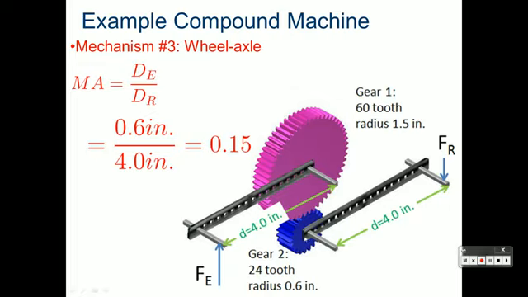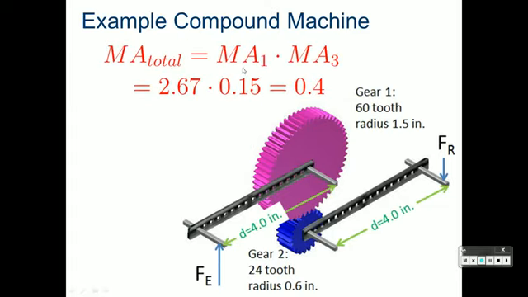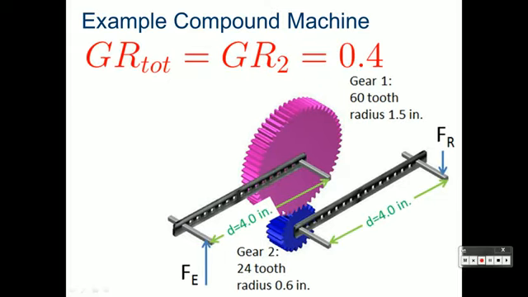To look at my final machine, which is another wheel and axle, we have our distance of effort, which is 0.6. That's where the effort's coming into this last machine. It's coming from the purple wheel to the blue wheel. The blue wheel has a diameter, or a radius, of 0.6. 0.6 over 4 gives me 0.15. So if I look up my total mechanical advantage, I look at the mechanical advantage of both the wheel and axle. So it was a 2.67 times 0.15 gives me 0.4. Gear total ratio is just between the two different gears, and that's a 0.4.